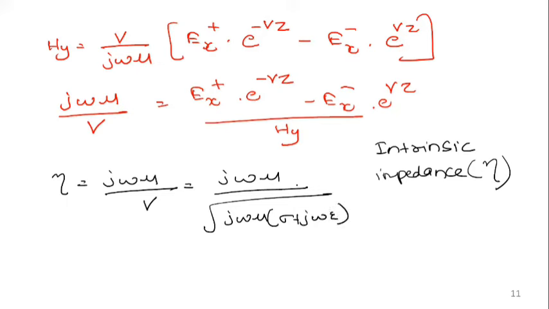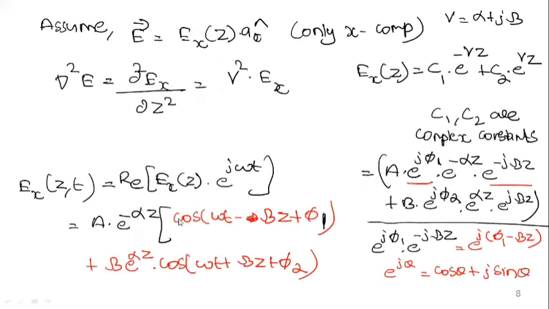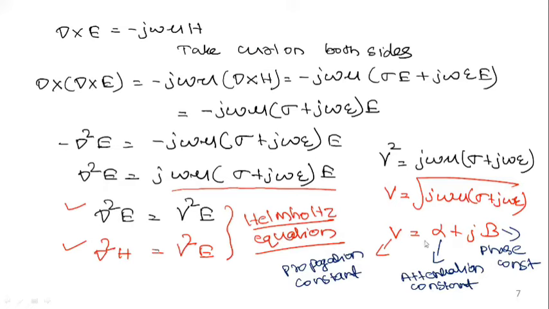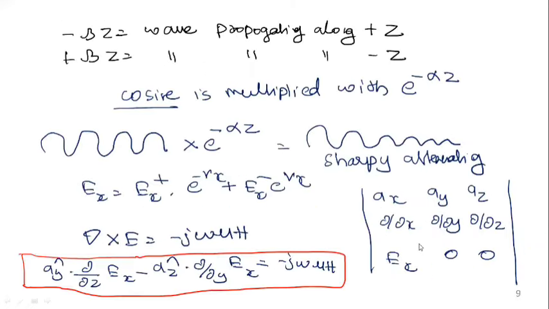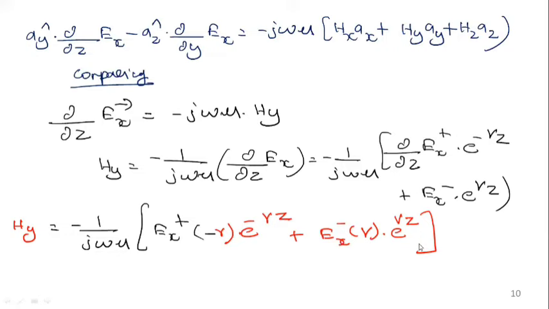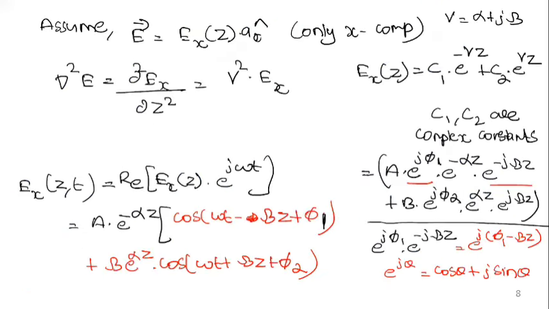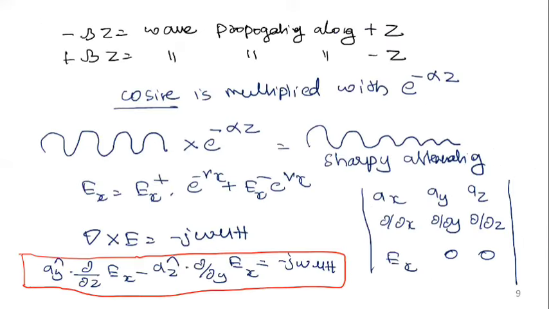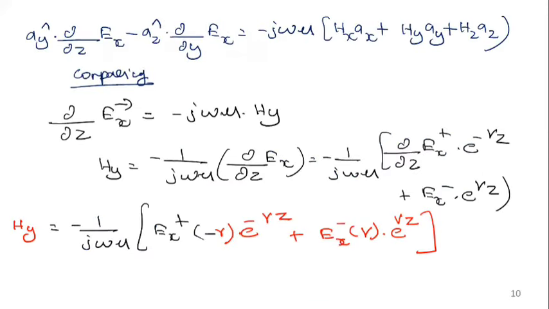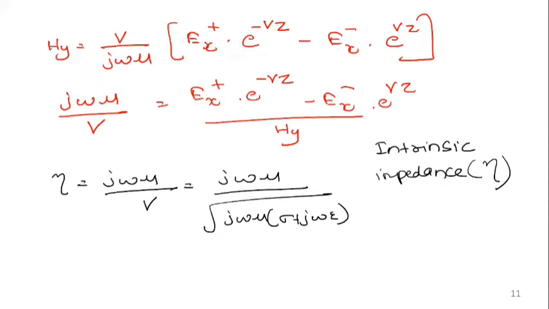So now if a question comes, what is intrinsic impedance, you can directly write j omega mu by gamma, and the expression for gamma you have derived here. Up to here, you have derived gamma. Slides number 8 and 9 are a detailed understanding, but if you find it difficult, you need not study these steps. Those who are interested can study. You can skip these steps and directly write what is intrinsic impedance. Intrinsic impedance is the ratio of electric field to magnetic field, that is j omega mu by gamma.